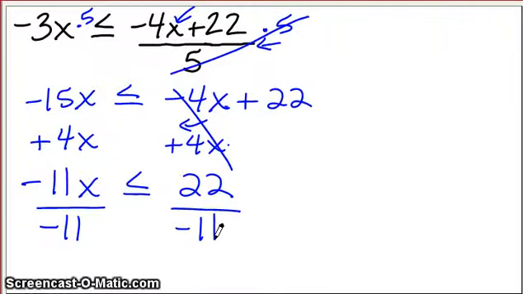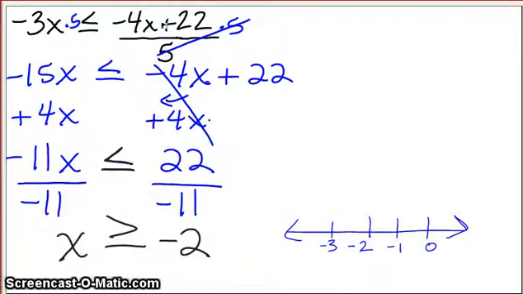So once again, I'm dividing by a negative. That means what's happening to this inequality? This less than or equal to is going to flip over and become a greater than or equal to. So I have x is greater than or equal to negative 2, since 11 goes into 22 two times.